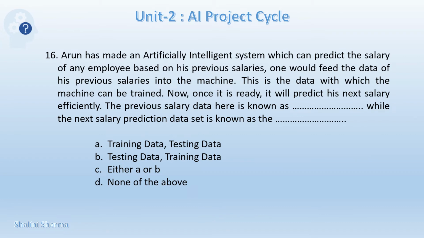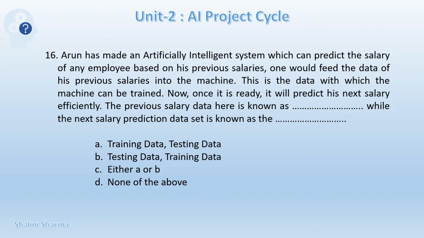Question 16. Arun has made an artificially intelligent system which can predict the salary of any employee based on his previous salaries. One would feed the data of his previous salaries into the machine. This is the data with which the machine can be trained. Now, once it is ready, it will predict his next salary efficiently. The previous salary data here is known as dash, while the next salary prediction data set is known as the dash. So we need to find out options for both the blanks.